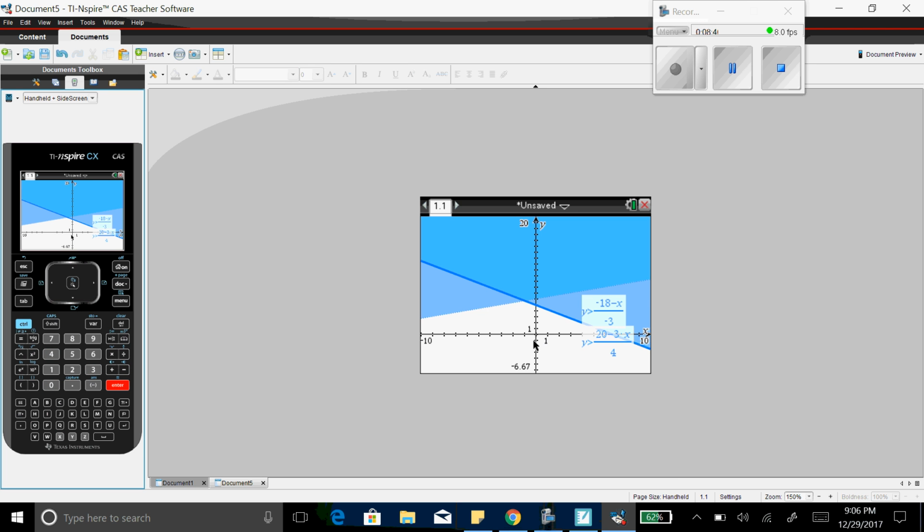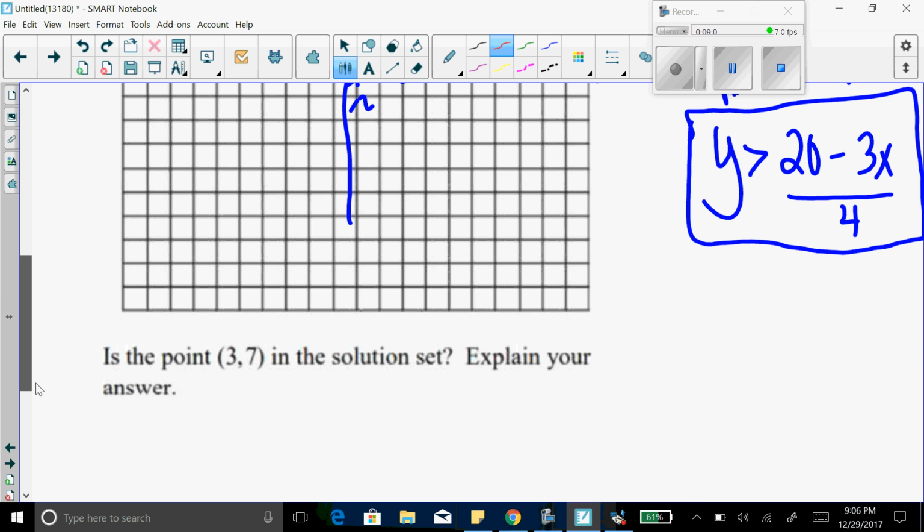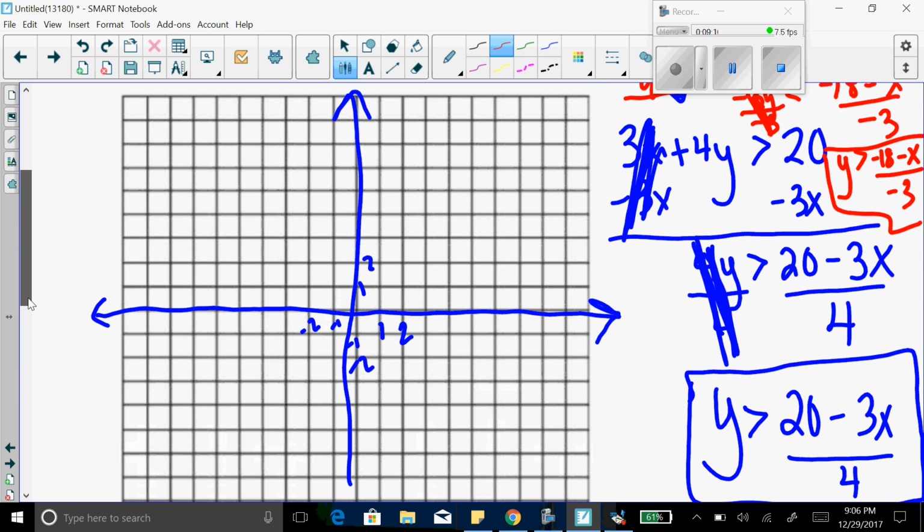So the solution set is going to be that dark blue area where the two inequalities cross. So a point is in the solution set if it's in the double shaded region. So that would be your explanation for the bottom one. It is a solution if it's in the double shaded region. It's not a solution if it's not. So go ahead and do both of those problems.